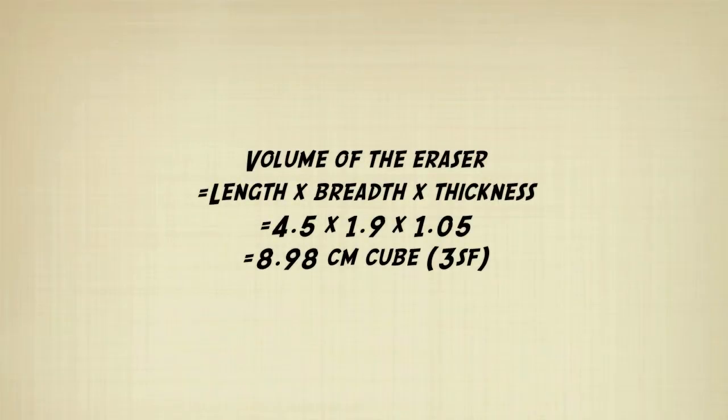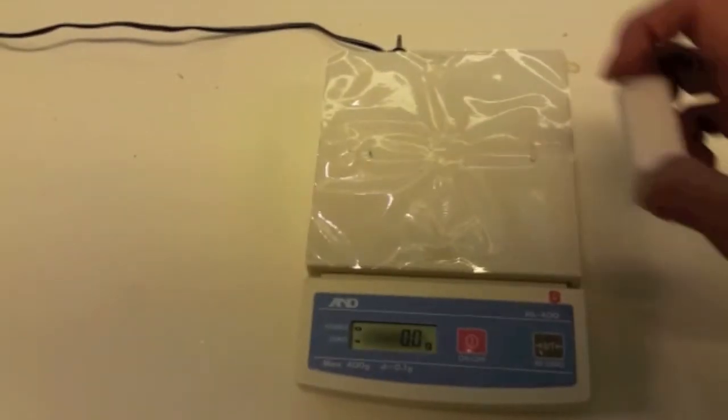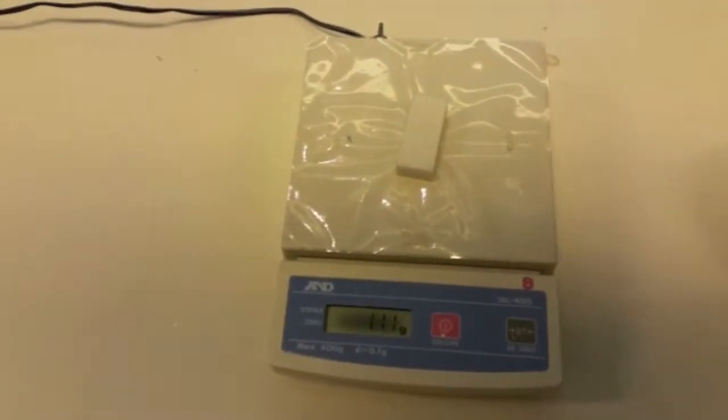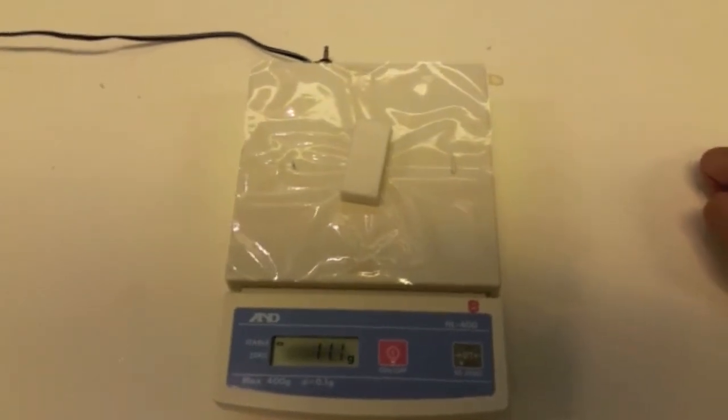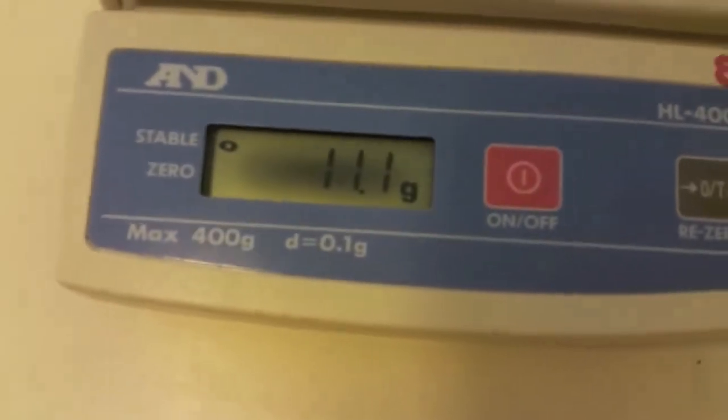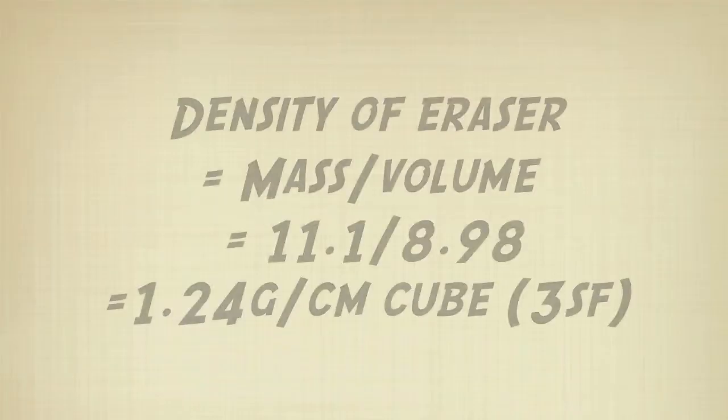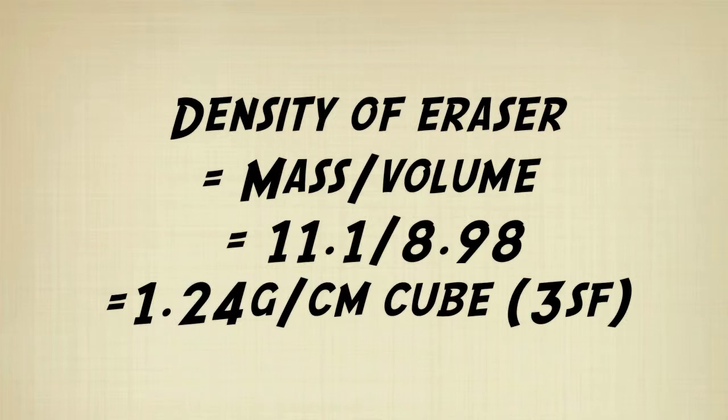To find the volume of the eraser, we will use the length times width times the thickness. As we can see, the mass of the eraser is 11.1 grams. Hence, with the mass and volume now found, we can now find the density too.